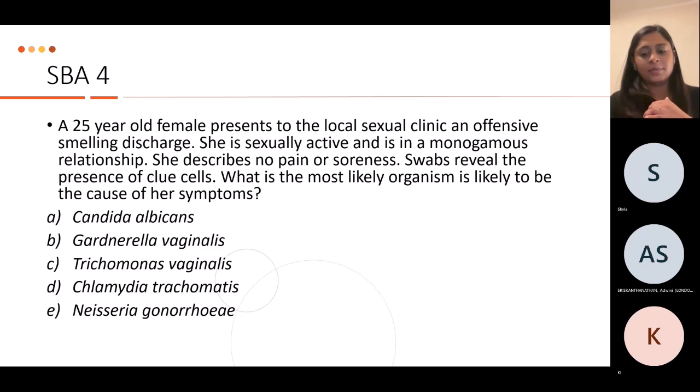As you can see, I seem to like 25-year-old females. And this lady has come to the sexual health clinic. She's got offensive smelling discharge. She's sexually active in a monogamous relationship. She doesn't describe any pain or soreness, and swabs reveal the presence of clue cells. What is the most likely organism to cause her symptoms? Hopefully this one's fairly easy for most people. But quite often a common question, actually.